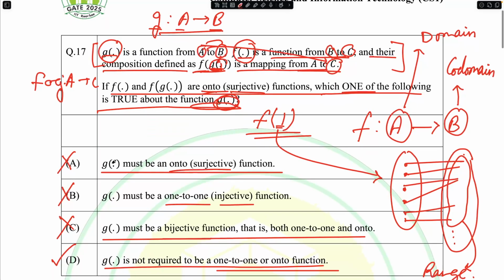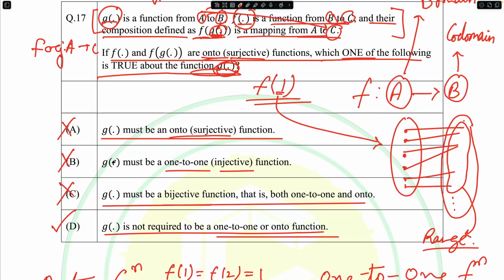Very simple question. It was a 1 mark question, and I do hope that you must have been able to solve it by yourself. But sometimes you need validation from others that yes, this is the correct way to solve it. And maybe you have forgotten the concept, and this video basically helped you to revise all those concepts one more time.